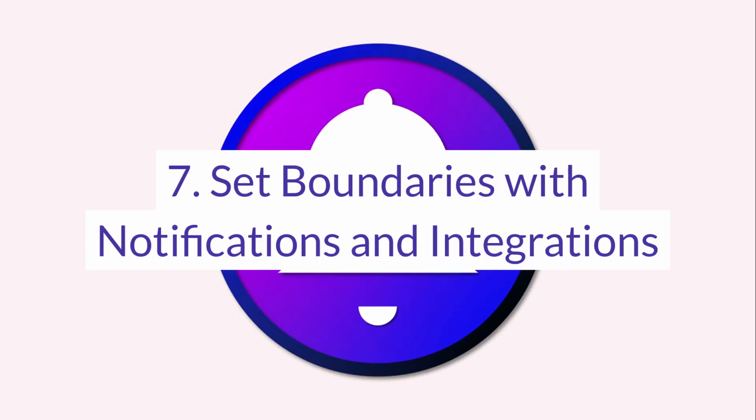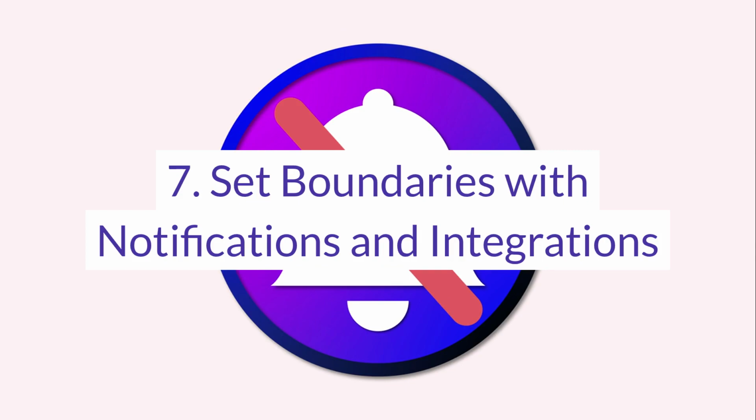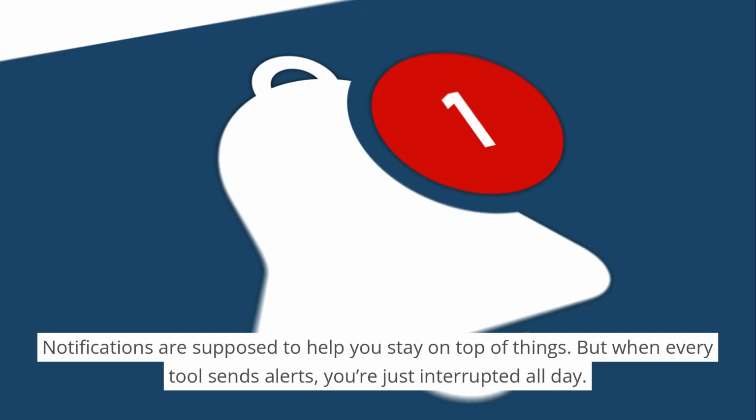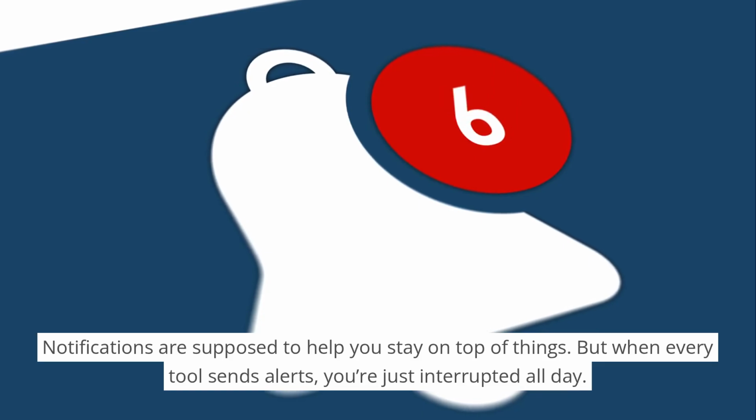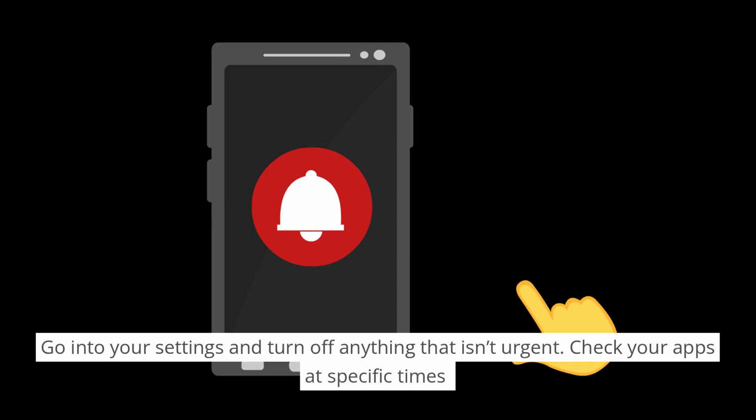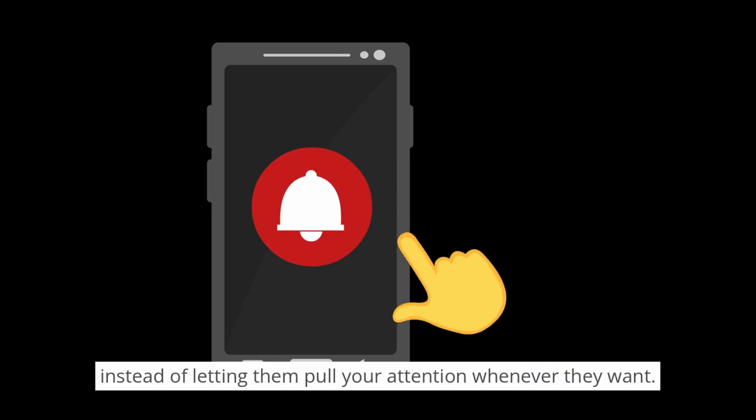7. Set boundaries with notifications and integrations. Notifications are supposed to help you stay on top of things, but when every tool sends alerts, you're just interrupted all day. Go into your settings and turn off anything that isn't urgent. Check your apps at specific times instead of letting them pull your attention whenever they want.